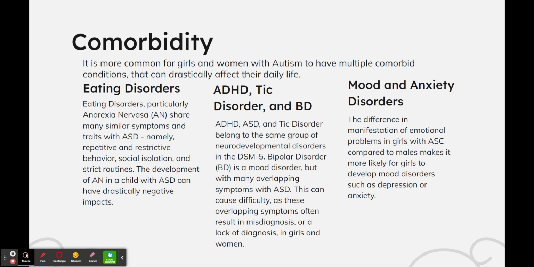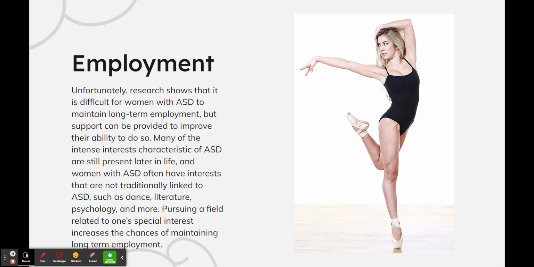Comorbidity, I've talked about this a little bit already, but it is much more likely for women with autism to also be diagnosed with anorexia or with ADHD, tic disorder, bipolar disorder, or mood and anxiety disorders. The main thing among all of these is just that these are disorders that also have drastic effects on how a life is lived and can affect relationships. And so it is worth noting that they are more likely to occur when autism spectrum disorder is diagnosed.